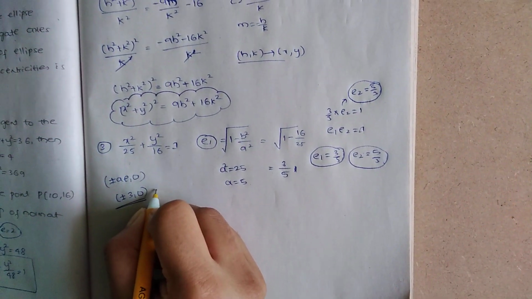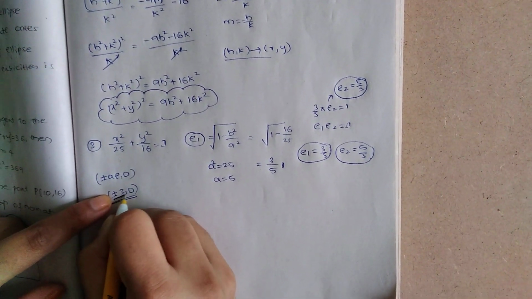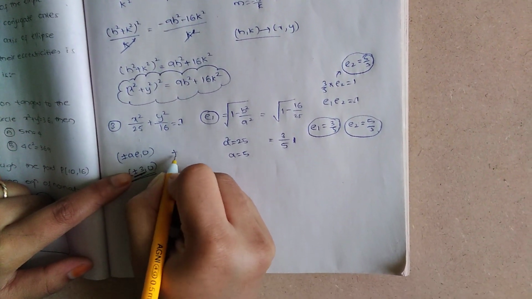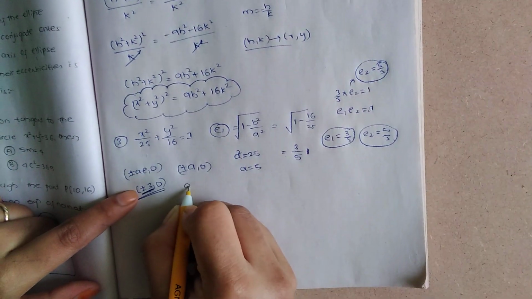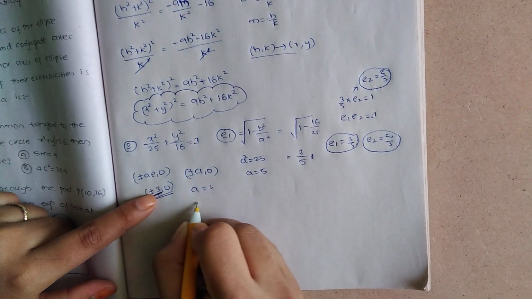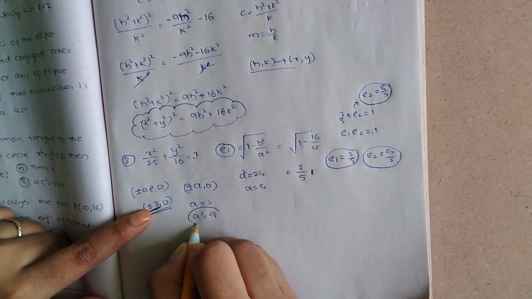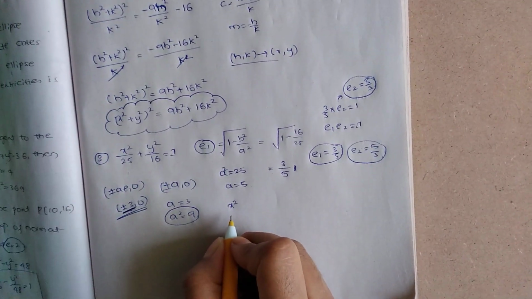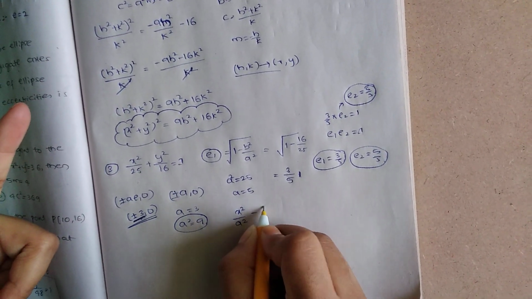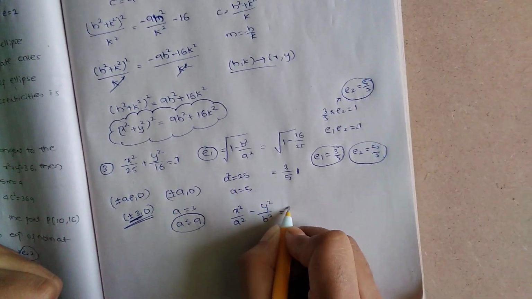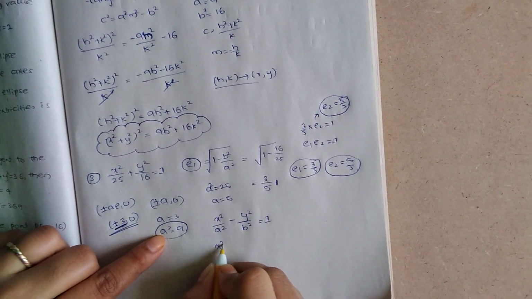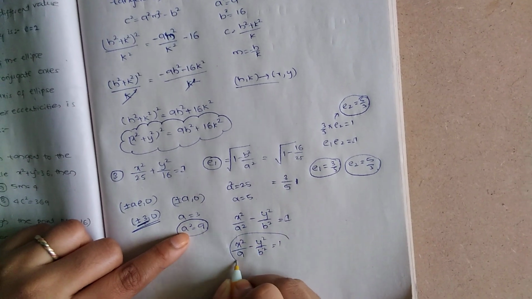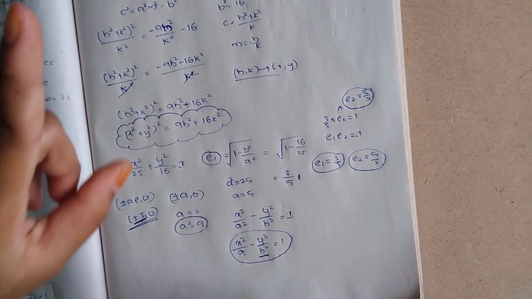So for the hyperbola, the foci will be this. For the hyperbola, we know the formula of the foci. What is it? Plus minus a comma 0. Now by this, we got a as 3. a square is equal to 9. Got it. Now what will be the general equation of the hyperbola? x square by a square minus y square by b square is equal to 1. Here we got the value of a square as 9, minus y square by b square is equal to 1. Only thing remaining is b square. We can also find b square.